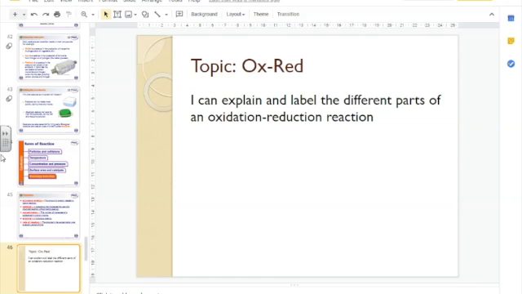Hello everyone, so today we're going to talk about oxidation reduction reactions. So this is new to you all. We did not talk about this in Chem 1. So your topic today is ox/red or oxidation reduction. You just don't have to type the whole thing out. Your goal is: I can explain and label the different parts of an oxidation reduction reaction.